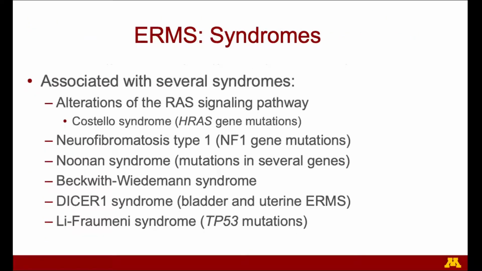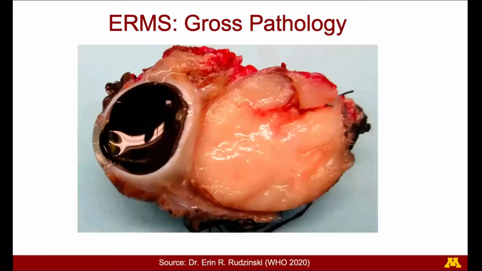Embryonal rhabdomyosarcomas can be associated with several syndromes, including alterations of the RAS signaling pathway, like Costello syndrome, which has HRAS mutations, neurofibromatosis type 1, Noonan syndrome, Beckwith-Wiedemann syndrome, and DICER1 syndrome, with a predilection of embryonal rhabdomyosarcomas in the cervix and bladder. We will get back to this later in this talk. And Li-Fraumeni syndrome with TP53 mutations.